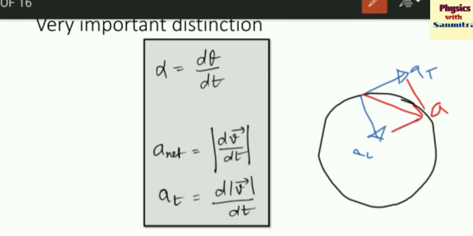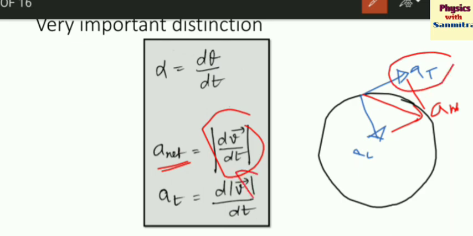Now see, A net will be the mod of dv vector by dt. That means after finding dv by dt vector, I will find the mod. That will give me A net. But if I find just A tangential, I have to at first find mod v, then I will differentiate the mod of v vector by dt. This is a very important distinction, and I will be explaining in the next video why it is so.